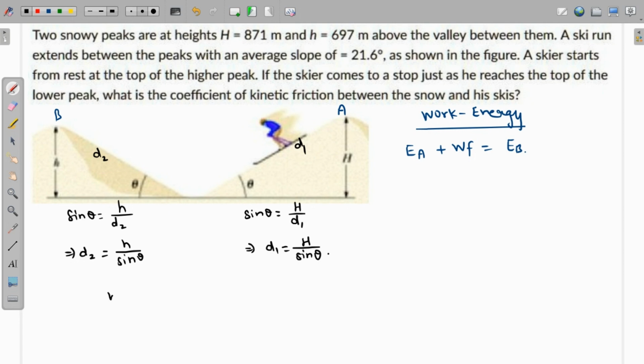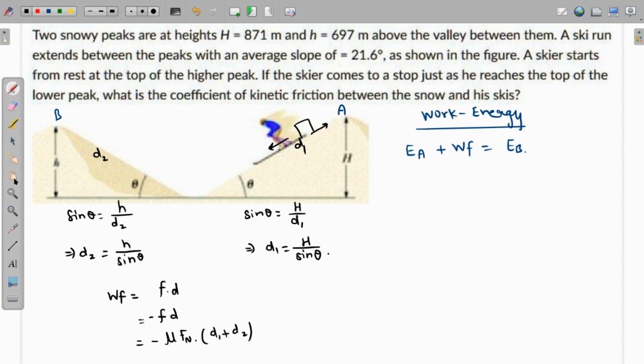What is the work done by the friction? Work done by the friction will be F dot D. So definitely the friction will act over here and the displacement is over here, so they have a 180-degree angle. So that will be minus F D because cos of 180 is minus 1. Friction will be mu times normal reaction, and mu is something which we have to find. So mu times Fn times D, and D is nothing but d1 plus d2.